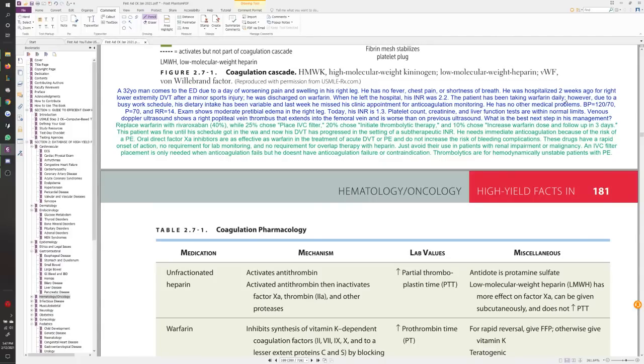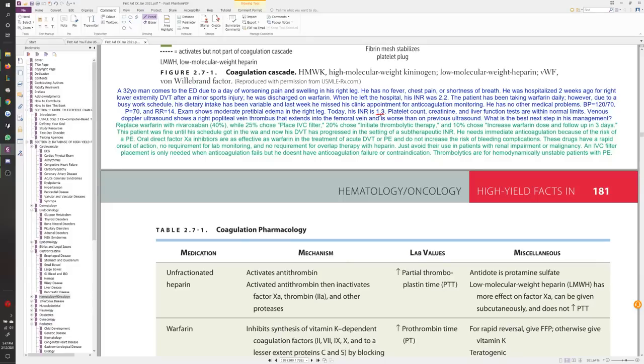He has no other medical problems. Blood pressure is fine, right? Pulse is fine. Respiratory rate is okay. Exam shows moderate pretibial edema in the right leg. Today, his INR is 1.3. So now it looks like he's not taking warfarin. This is not within the warfarin range.